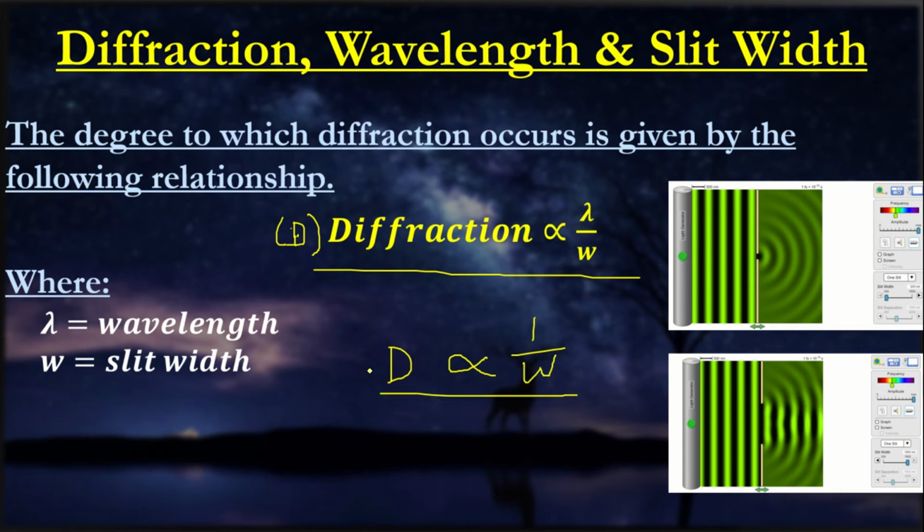So as the slit width increases, the diffraction pattern that we see will decrease. If we're looking at diffraction pattern with wavelength, we can see that the diffraction pattern is directly proportional to the wavelength. So if we want to increase our diffraction pattern, all we have to simply do is increase the wavelength of the wave that's going through the slit.